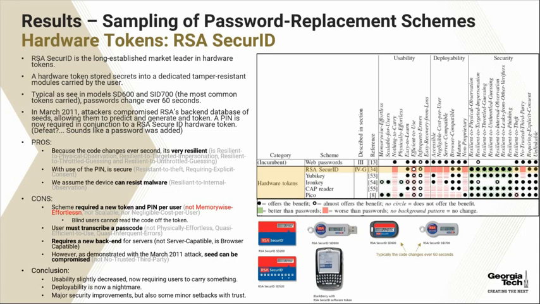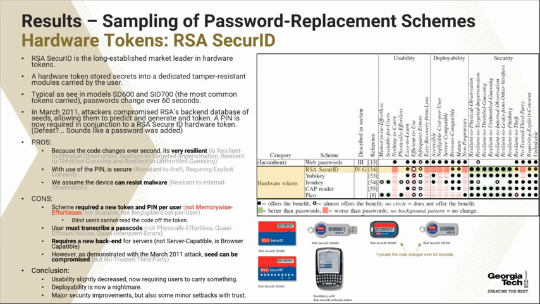RSA has really been the long-established market leader in hardware tokens. Hardware tokens basically store secrets on a non-tamper resistant module that you have to carry with you. The most commonly sold models are the two on the right, and those change seeds every 60 seconds. So the screen's always on and they're always changing, or you might have to push a button to see the numbers.